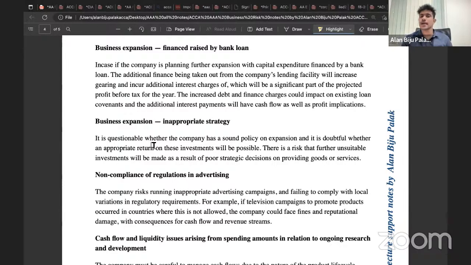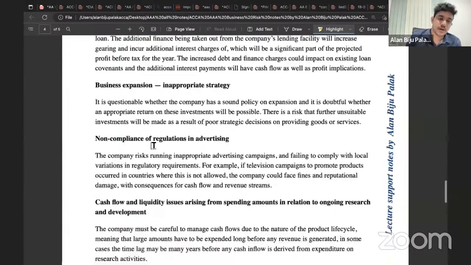Then, and finally, if this expansion also becomes an inappropriate strategy, the whole amount invested for that project will be worthless. In addition to which, the existing liability will be outstanding and the company might need to settle that as well. So the company might face significant cash flow and operational issues.